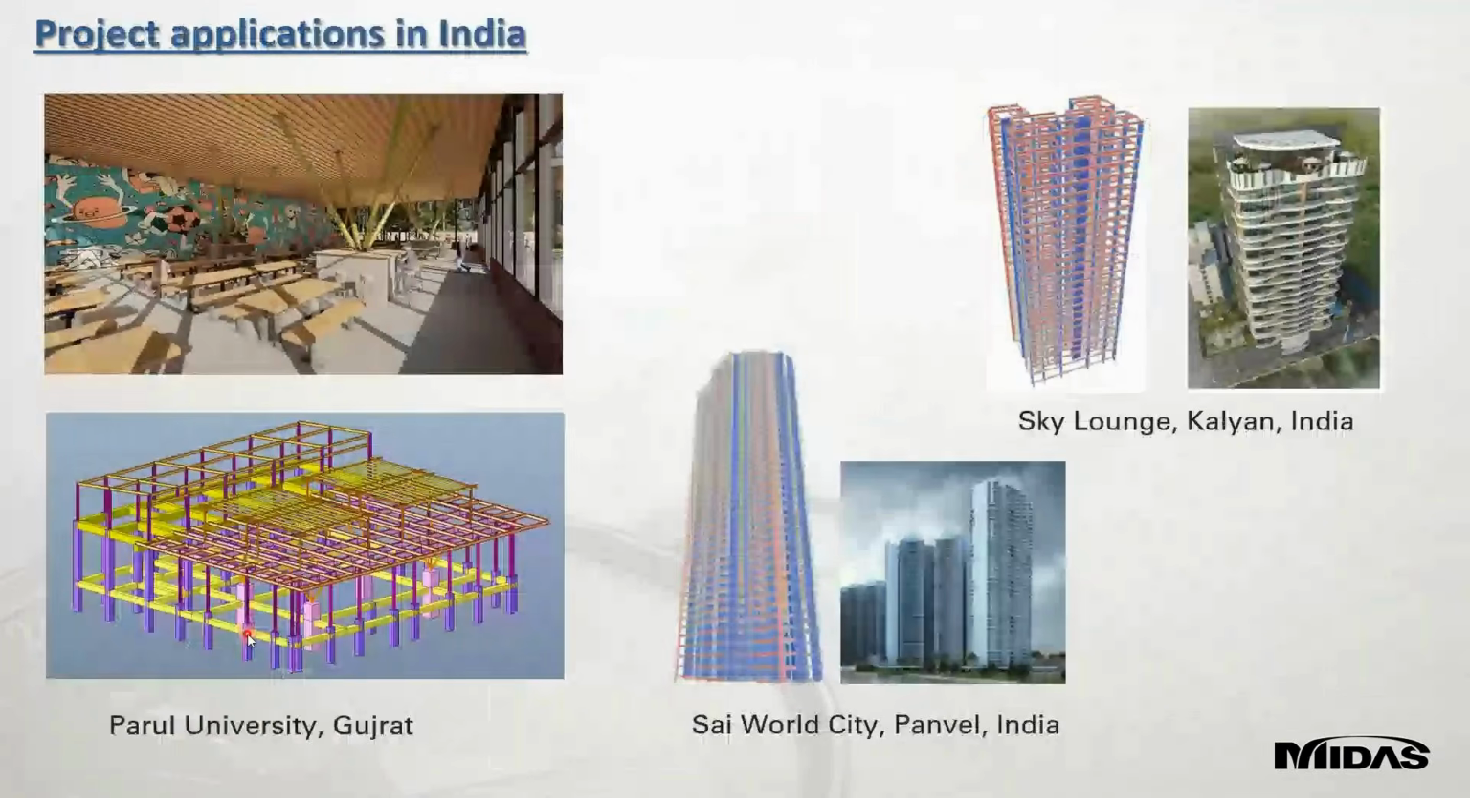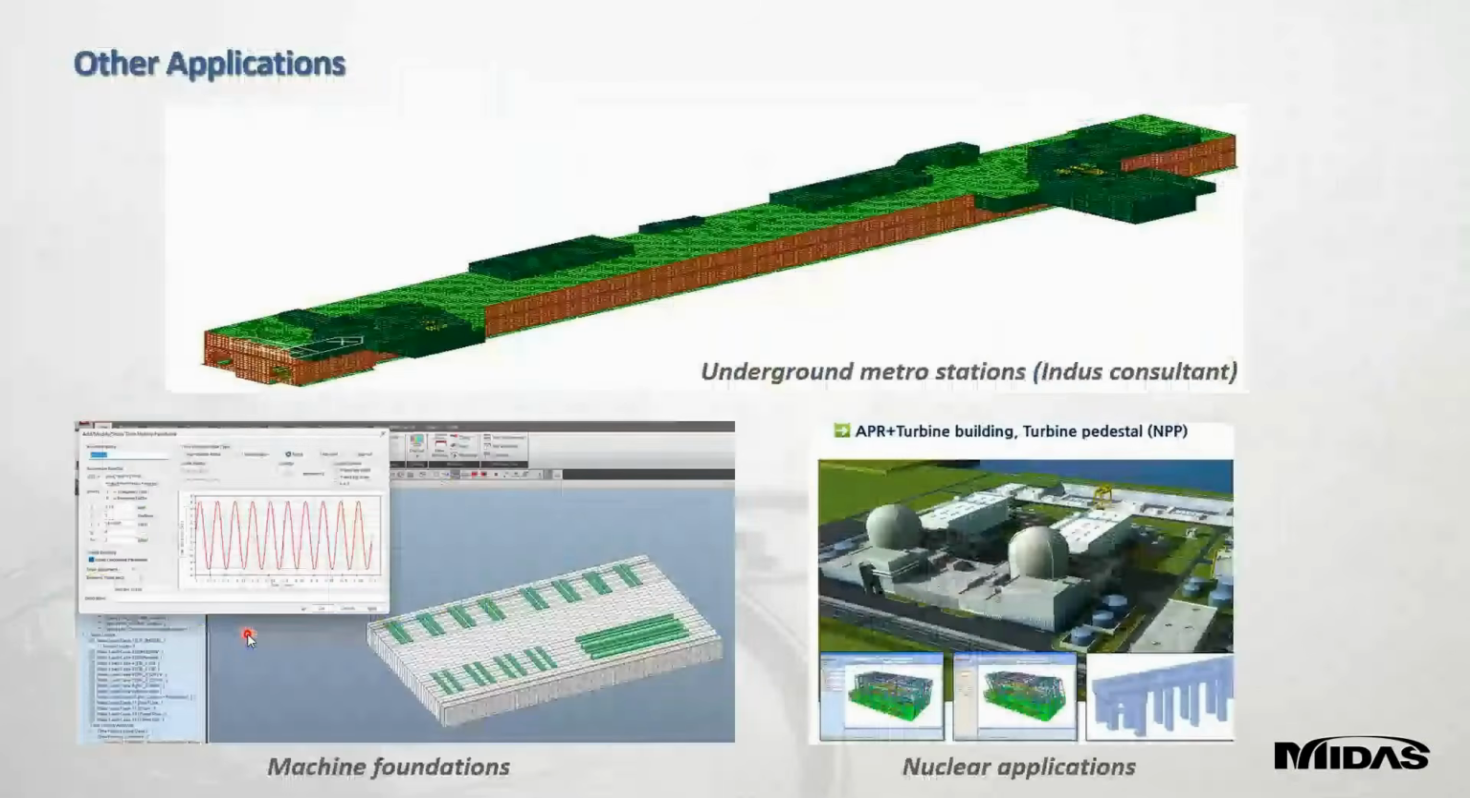And these are some other projects in India itself, like Parul University in Gujarat, Sai World City in Panvel, then Sky Lounge in Kalyan, that have been analyzed and designed in Midas Gen software itself. Not only this, we can also do underground metro stations, then machine foundations, and nuclear applications are also there.